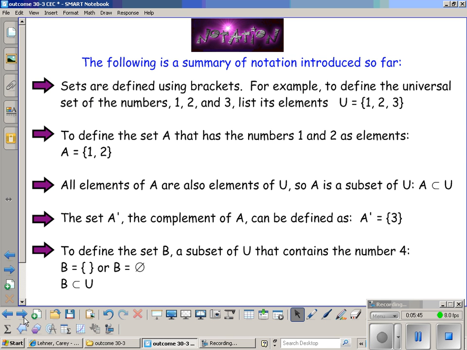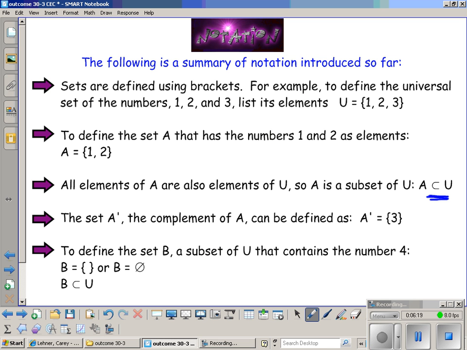To define the set A that has the numbers 1 and 2 as elements, we write A equals {1, 2}, and we use the curly bracket. All elements of A are also elements of U, so A is a subset of U, and this is the symbol for subset. A is a subset of U because everything in A, the numbers 1 and 2, is also in U, which was 1, 2, and 3. So we call that A is a subset of U.